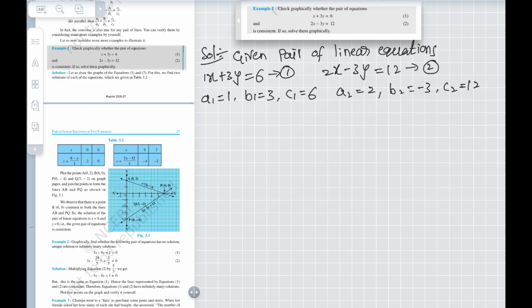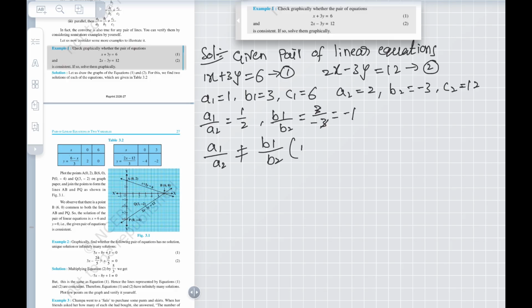Now let us compare the coefficients. A1 by A2, which means 1 by 2. B1 by B2: B1 value is 3, B2 value is minus 3. When you cancel, 3 by minus 3 gives minus 1. Once you observe A1 by A2 and B1 by B2, later we will see C1 by C2. So A1 by A2 is 1 by 2, B1 by B2 is minus 1. It is very clear that A1 by A2 is not equal to B1 by B2.